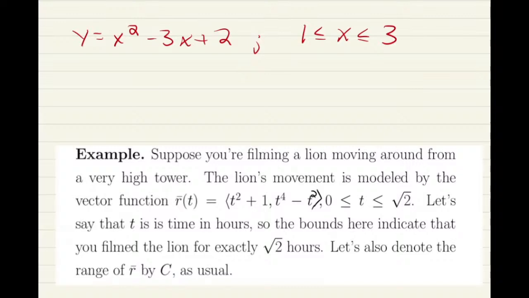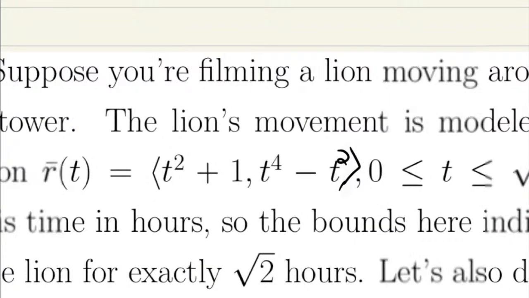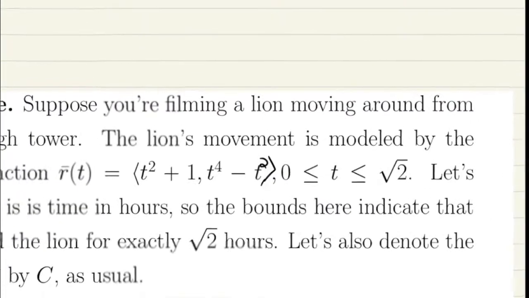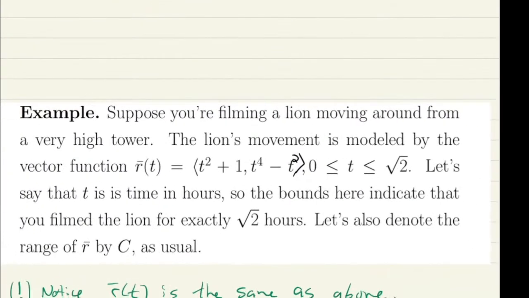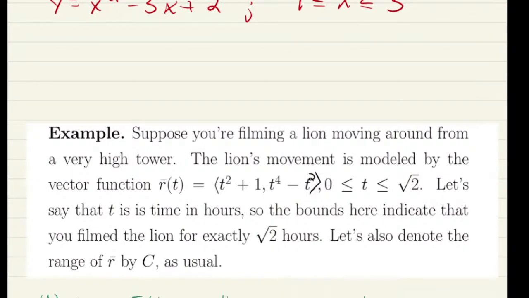The lion's movements, similar to what we saw with the zebra, are modeled by a 2D vector function. And yes, it is the exact same vector function that we just looked at: t squared plus 1 is x of t, t to the fourth minus t squared is y of t. But it actually models the movement of this lion, where t is between 0 and square root of 2.